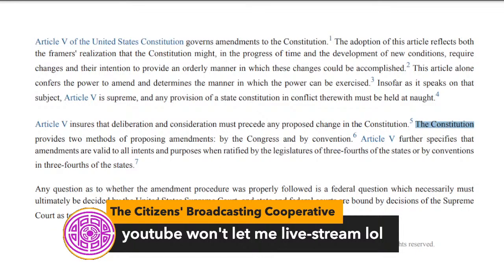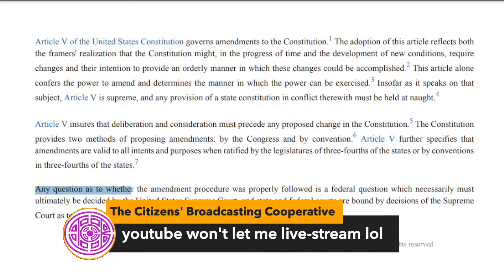The Constitution provides two methods of proposing amendments: by the Congress and by convention. Article 5 further specifies that amendments are valid to all intents and purposes when ratified by the legislators of 3/4 of the states, or by conventions in 3/4 of the states. Oh yeah, that's some pretty heavy stuff there. Now the conventions, good luck getting 3/4 of the states here to agree on anything.